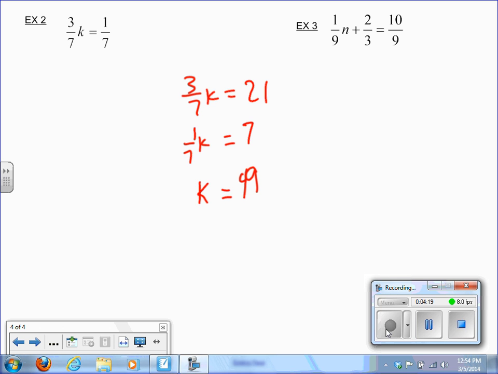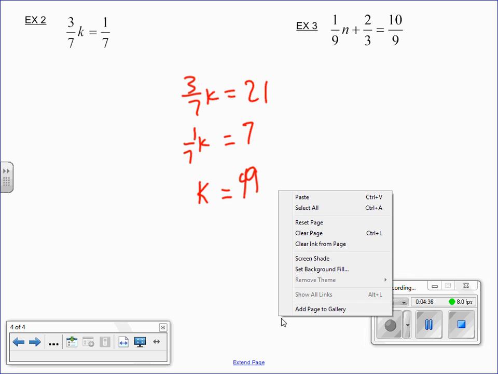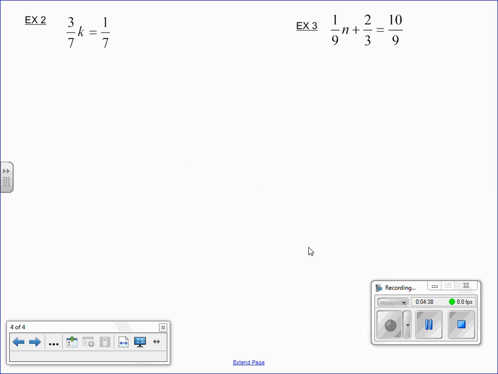Anybody see a problem with this example 2 here? What's the problem? We can't do this. We have to have another way. Katie? The answer is now not a whole number. Okay, so 1/7, the constant on the right side, is not a whole number. So this is not going to work, this method that we have. We need another method that will help us.